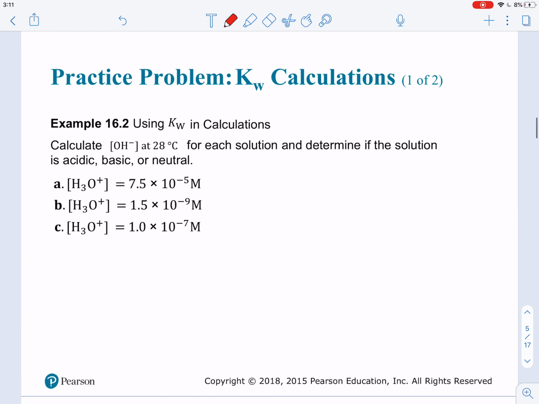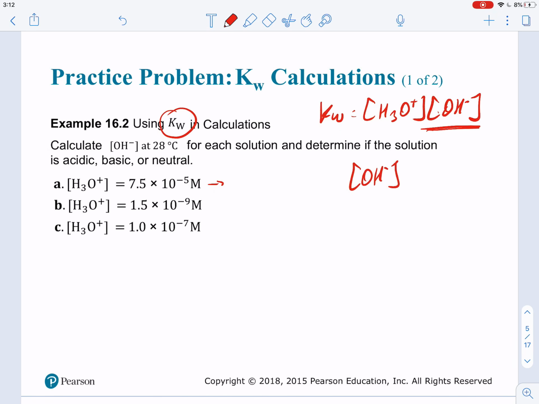So here we have several cases in which we are now going to use Kw to make some calculations. In the first one, we have the concentration of H3O plus equal to 7.5 times 10 to the negative 5. The key concept to remember here is that Kw is H3O plus times OH minus. Therefore, if we want to calculate OH minus, then OH minus is going to be equal to Kw over H3O plus.